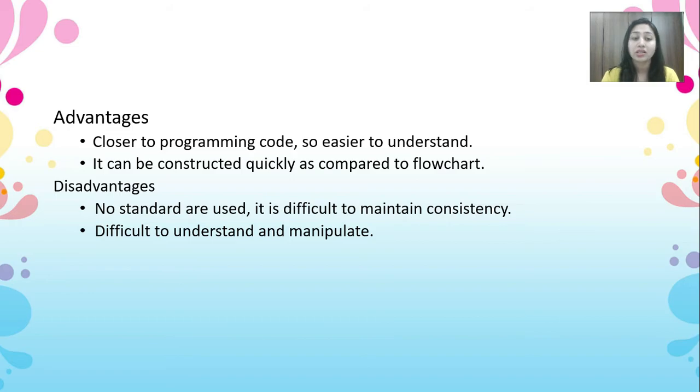Okay, and the disadvantages are no standards are used. It is difficult to maintain consistency, right? In the flowchart we learned some rules are there, means some shapes you have to follow strictly, but in the pseudocode there are no rules you have to follow, so obviously it's difficult to maintain consistency. And next is difficult to understand and manipulate, right? Person by person pseudocodes are different, so it is difficult to understand, right?